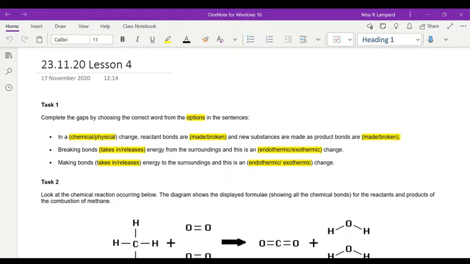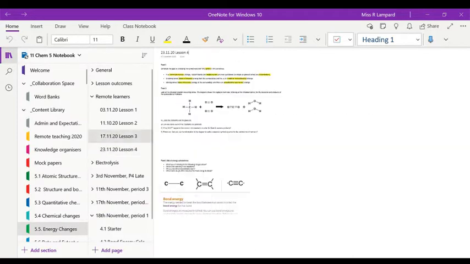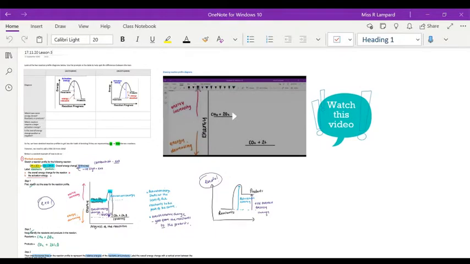Okay, so welcome remote learners to lesson 4 in our energy changes unit of work. I hope that you've now got a good understanding of reaction profile diagrams that we covered in lesson 3. Just a reminder for you that this is where you will find it.